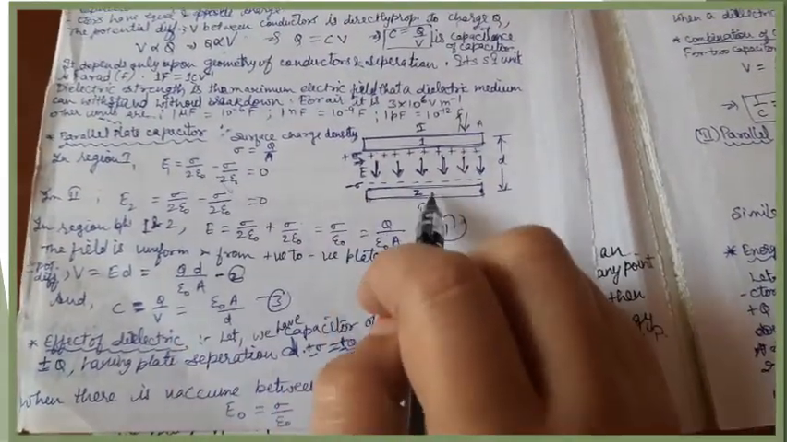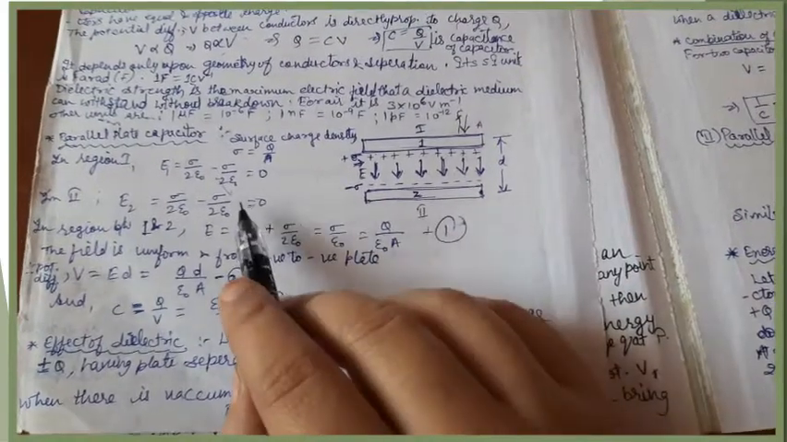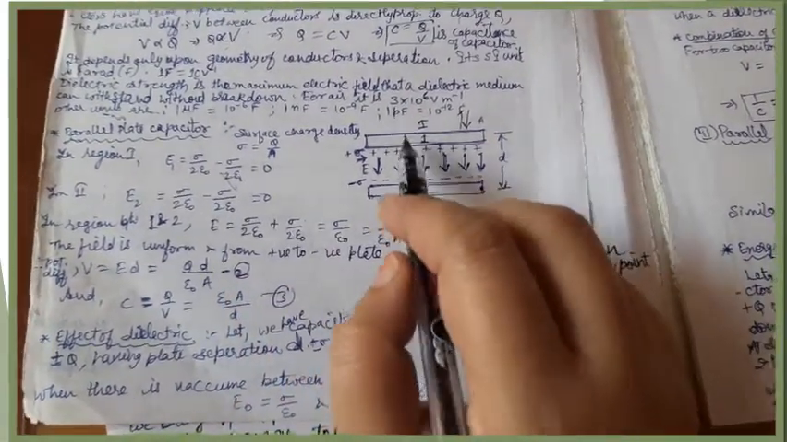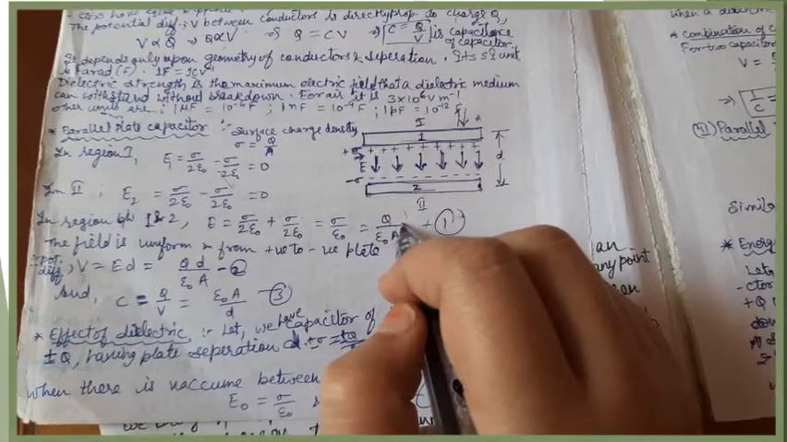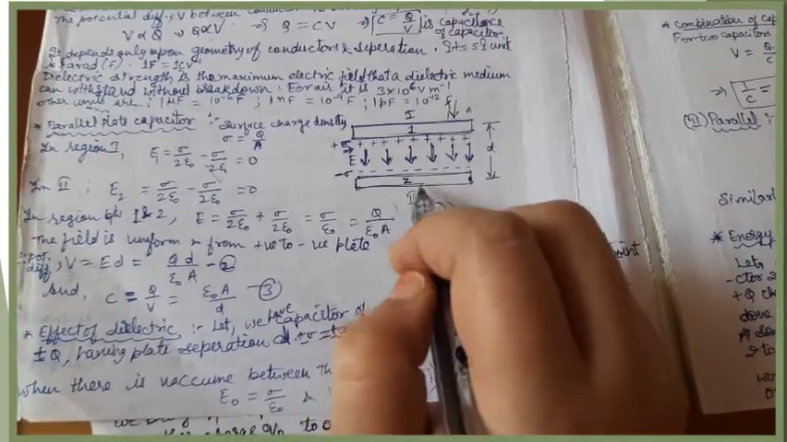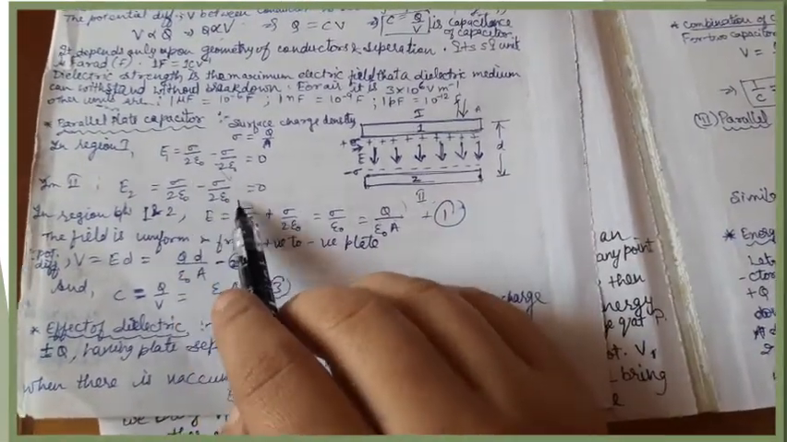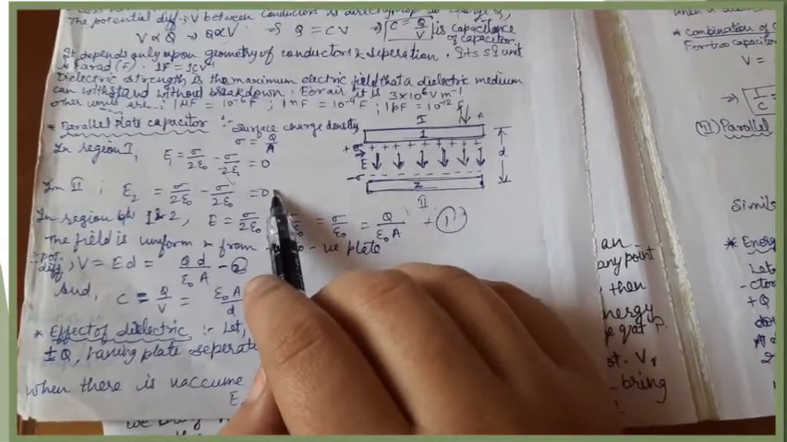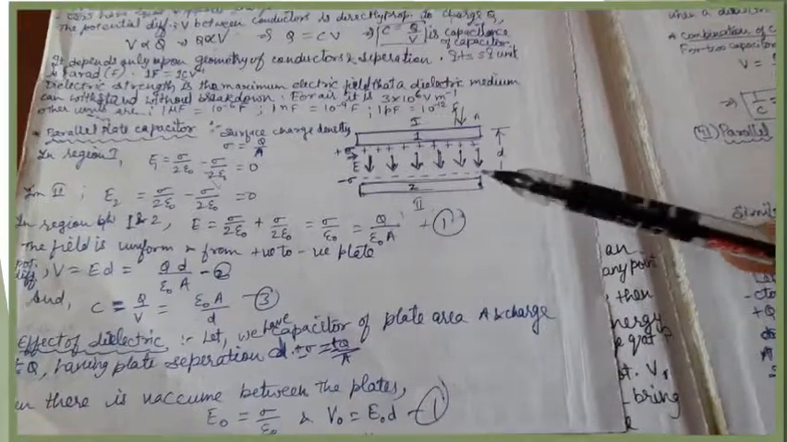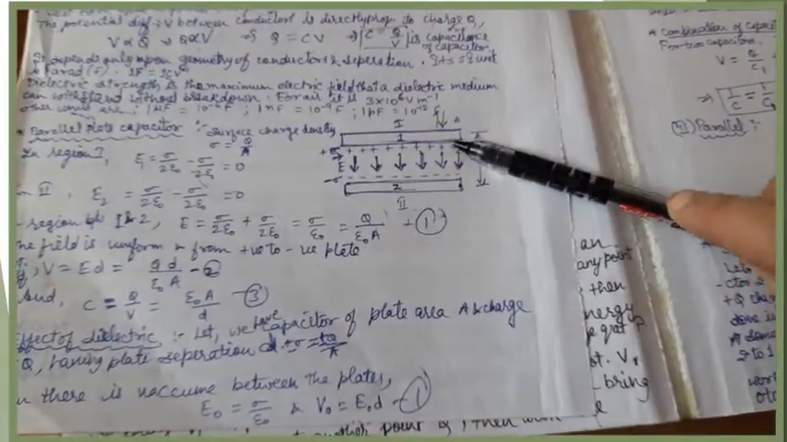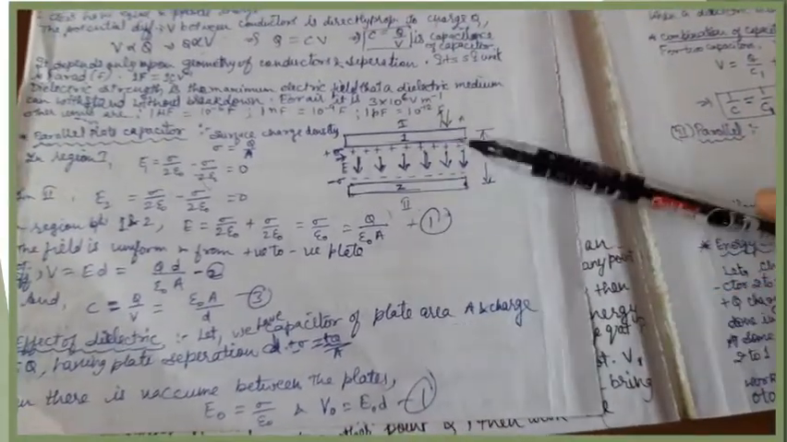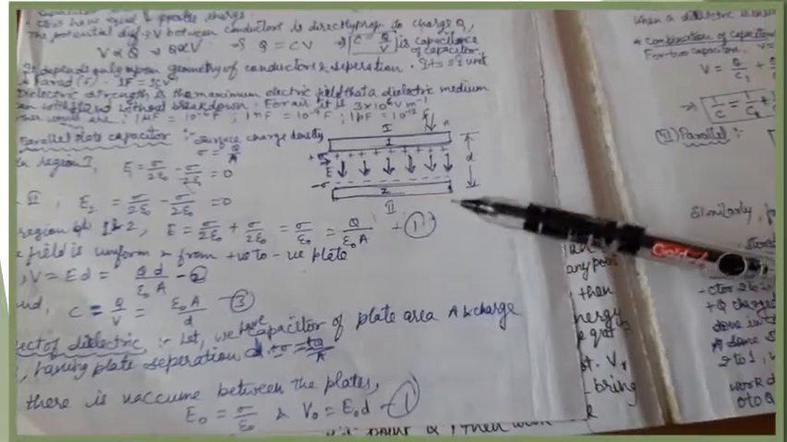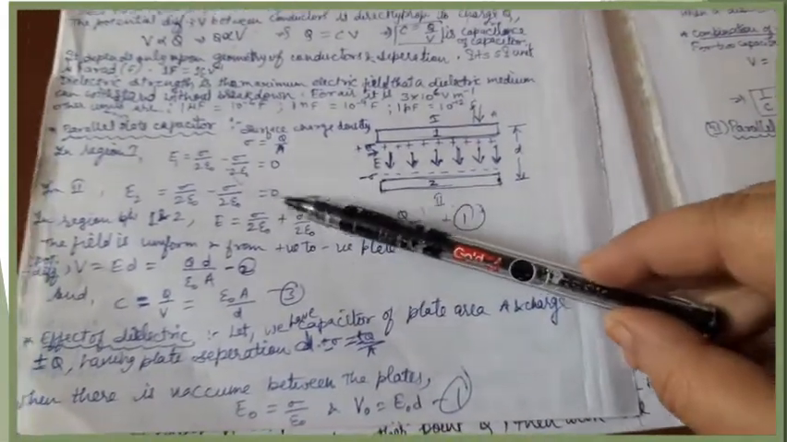Similarly, region second is below plate 2. Here also, the electric field due to the positive plate will be downward, while the electric field due to the negative plate will be in the opposite direction. So the two electric fields cancel and the net electric field is 0. We see that in a parallel plate capacitor, in the region above or below the plates, outside the system, the electric field is 0.